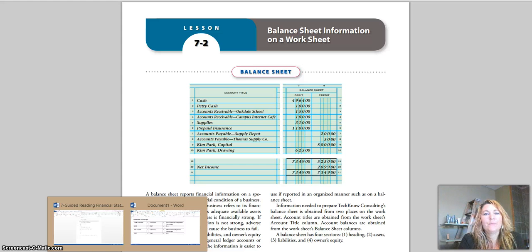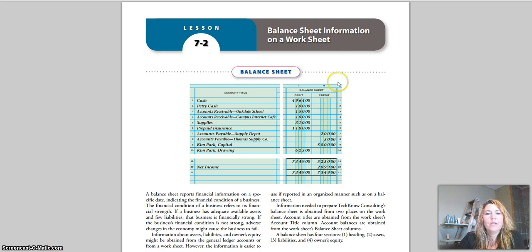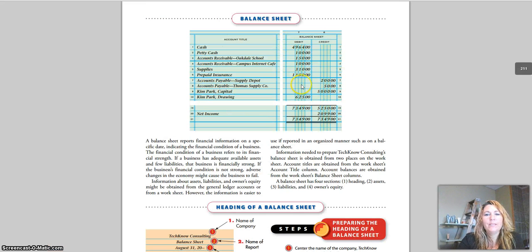Okay, this is Chapter 7 of Accounting, and we're on Section 2. In this section, we're going to be preparing the balance sheet information from the worksheet. Right here you can see that we did the balance sheet on our worksheet. We did that in Chapter 6 together. And now we're going to be taking it to its balance sheet report.